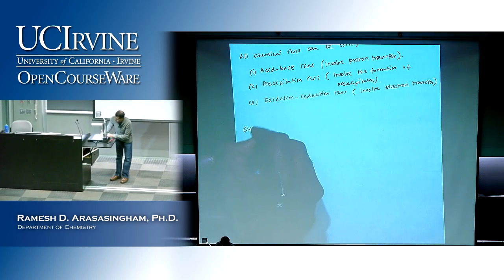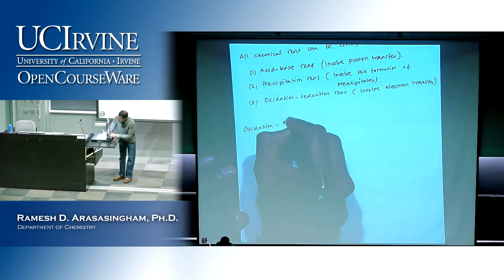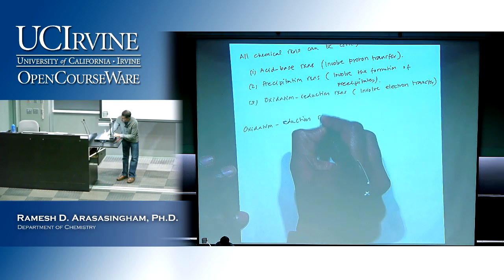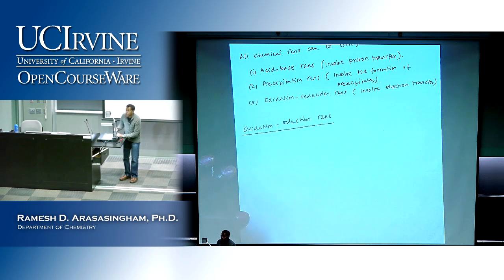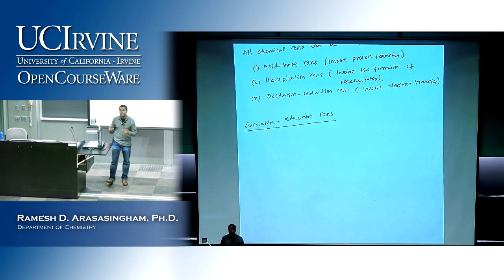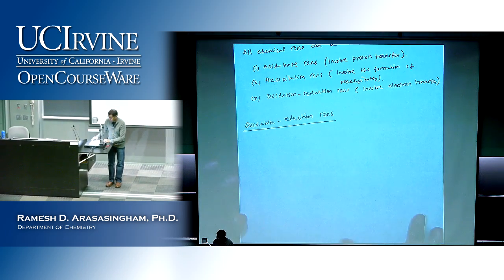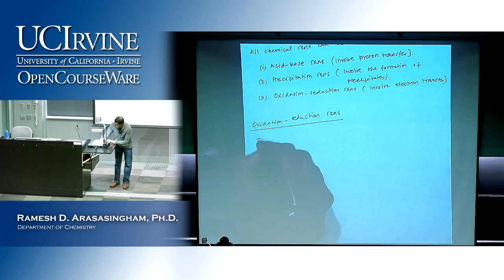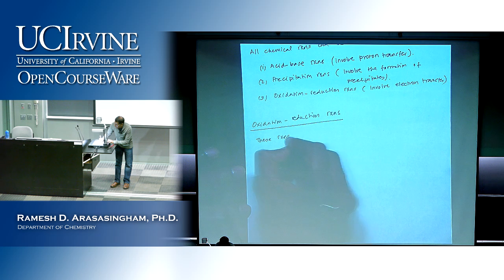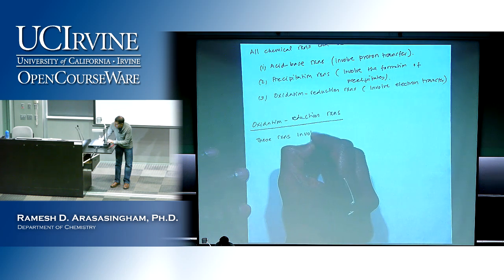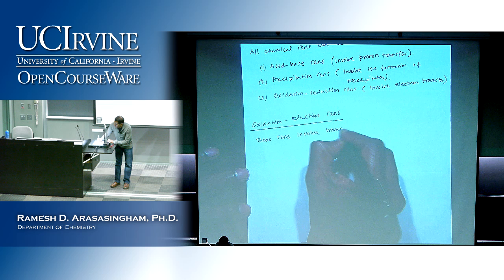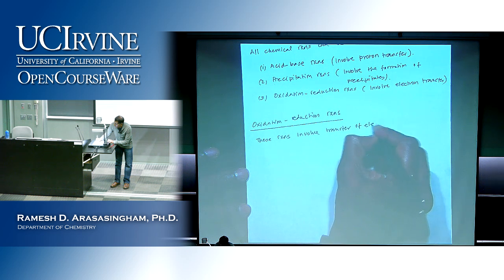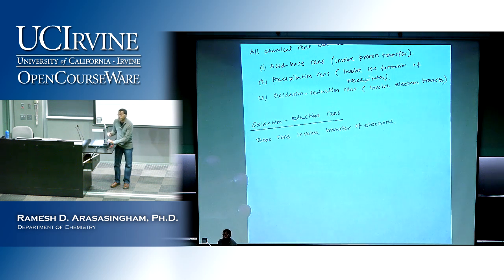And we're going to look at oxidation-reduction reactions. And we're going to start by looking at some basic definitions. All right? So the first thing is that these reactions involve transfer of electrons. All right? And so because they involve transfer of electrons, we're going to define some terms.